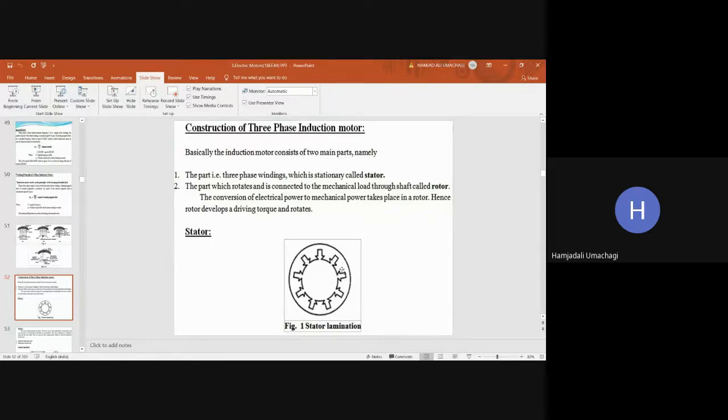This is the stator. The rotor will be at this position, at the center. Okay, so this is all about the stator part.